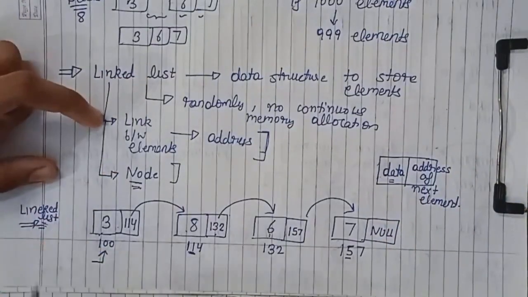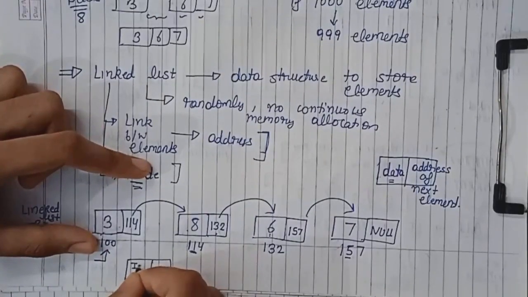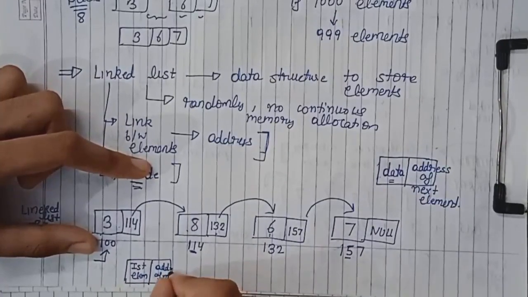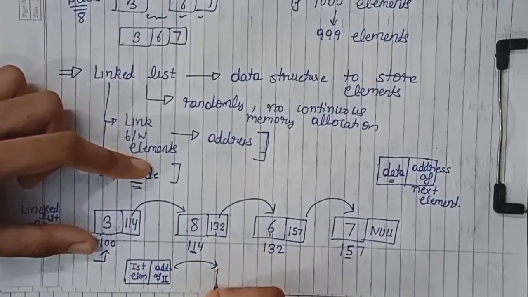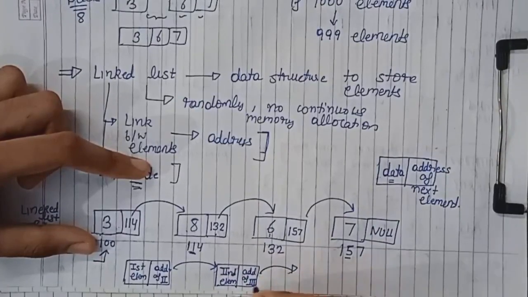So if I need to create a linked list, what I will do, I will create two boxes side by side. Here I will store the first element. Here I will store the address of the second element. With the help of this address, I will reach the second position. Here I will store the second element. Here I will store the address of the third element. Now with the help of this address, I will reach the third position.